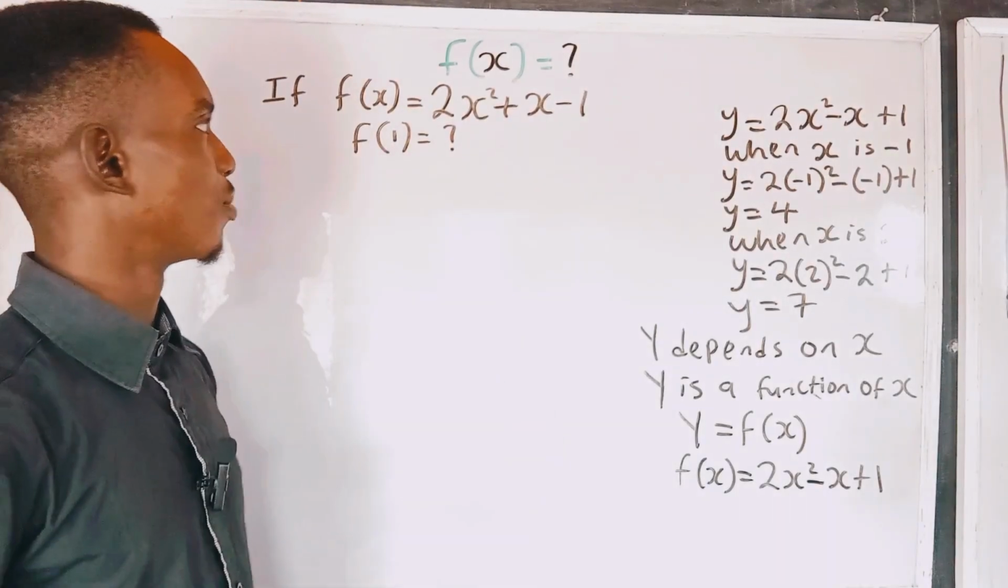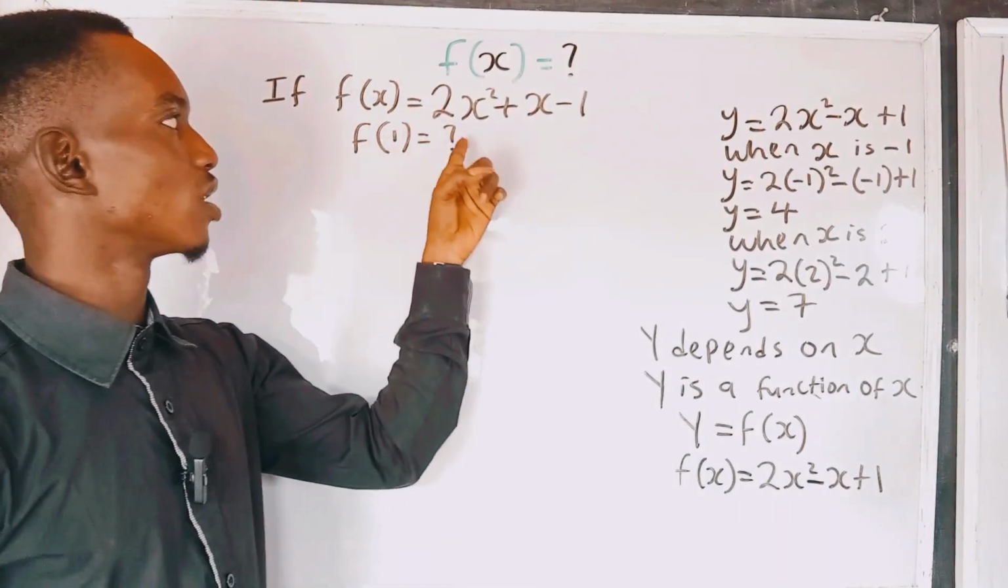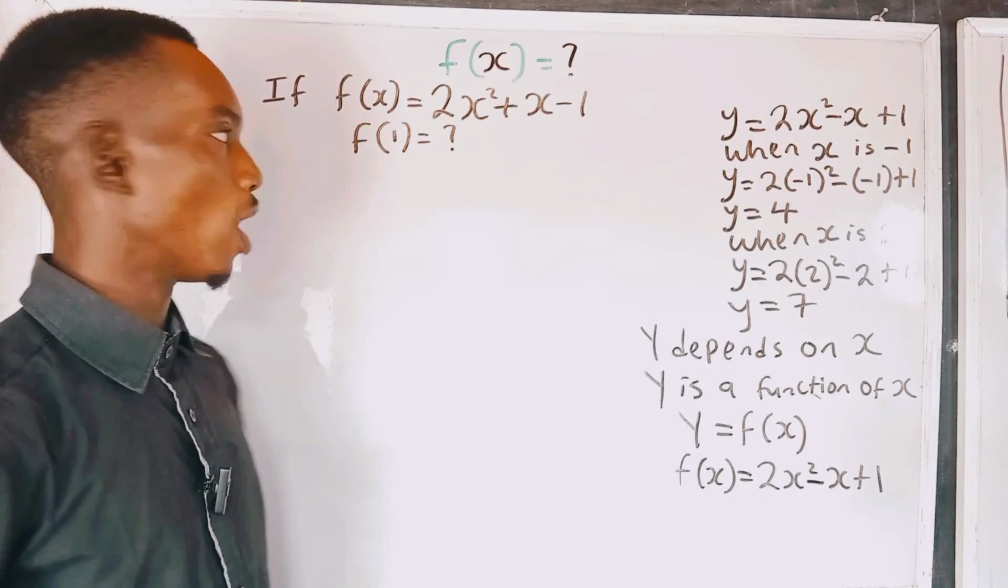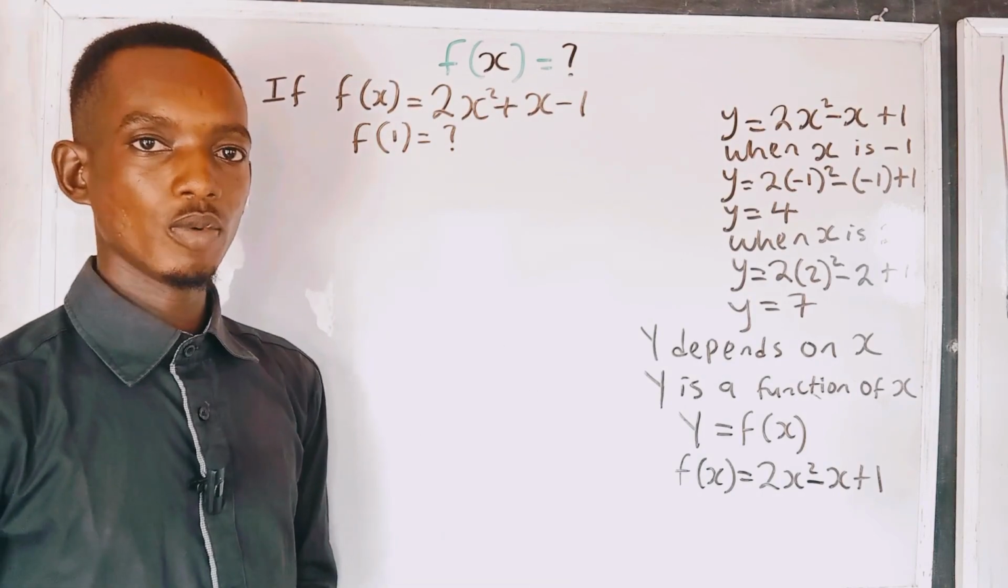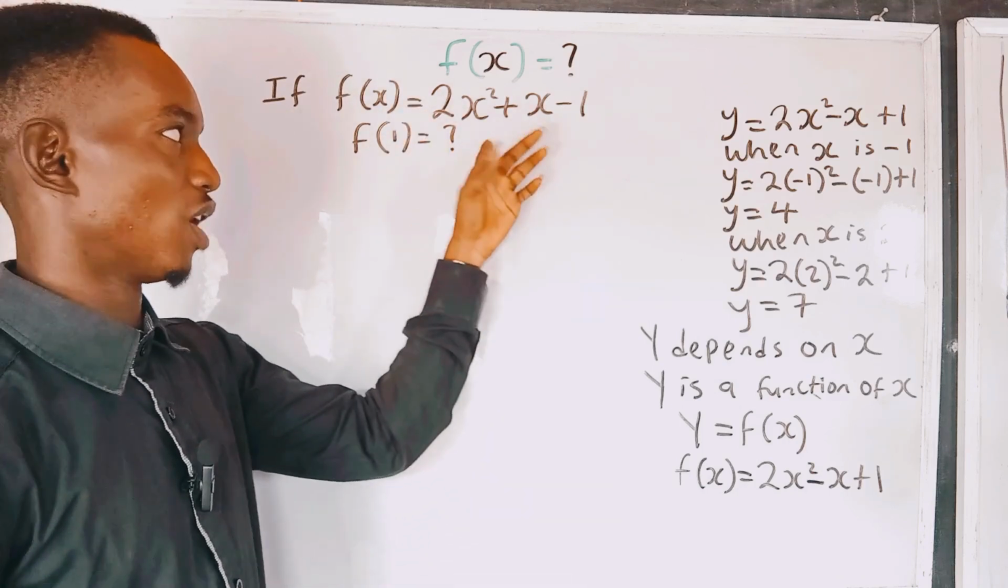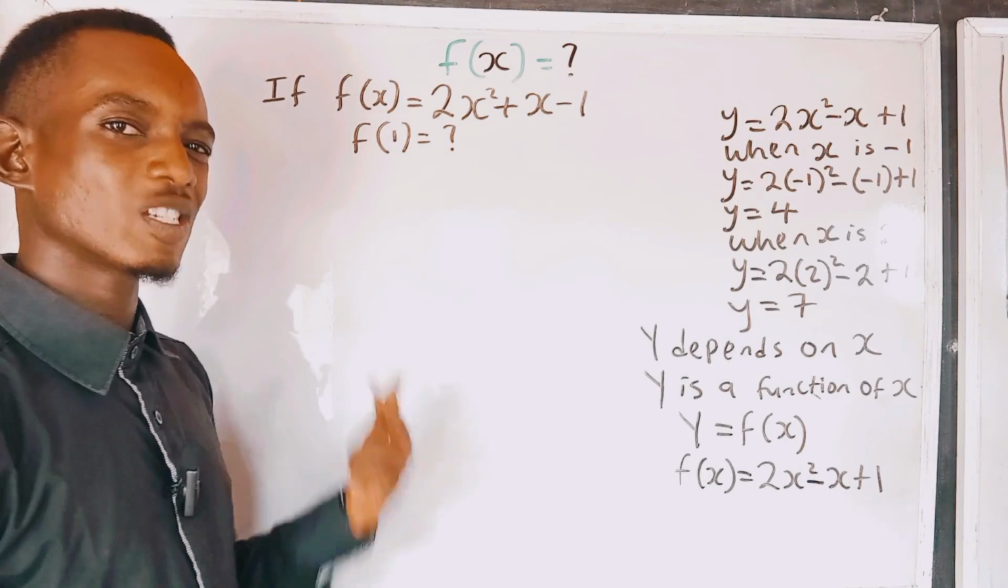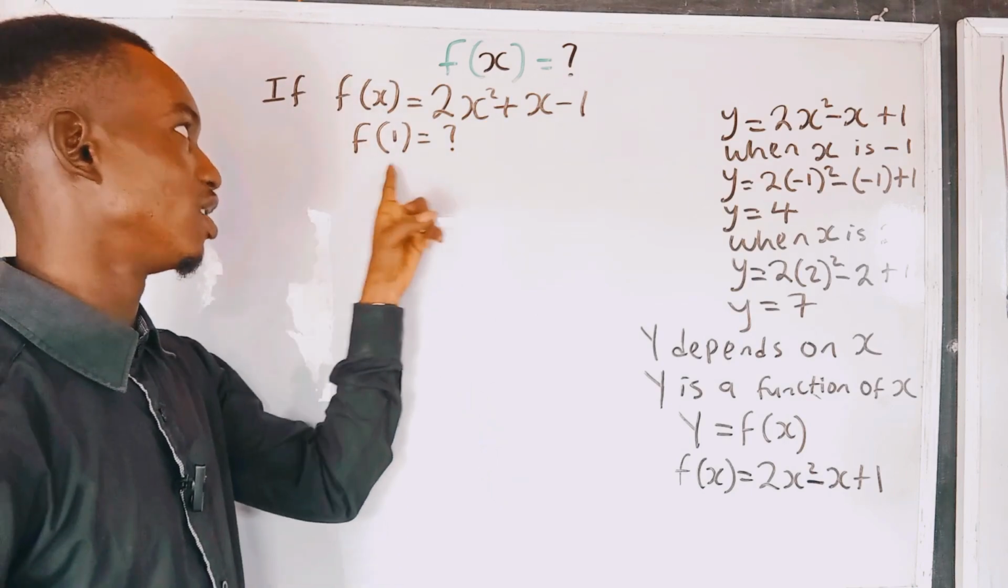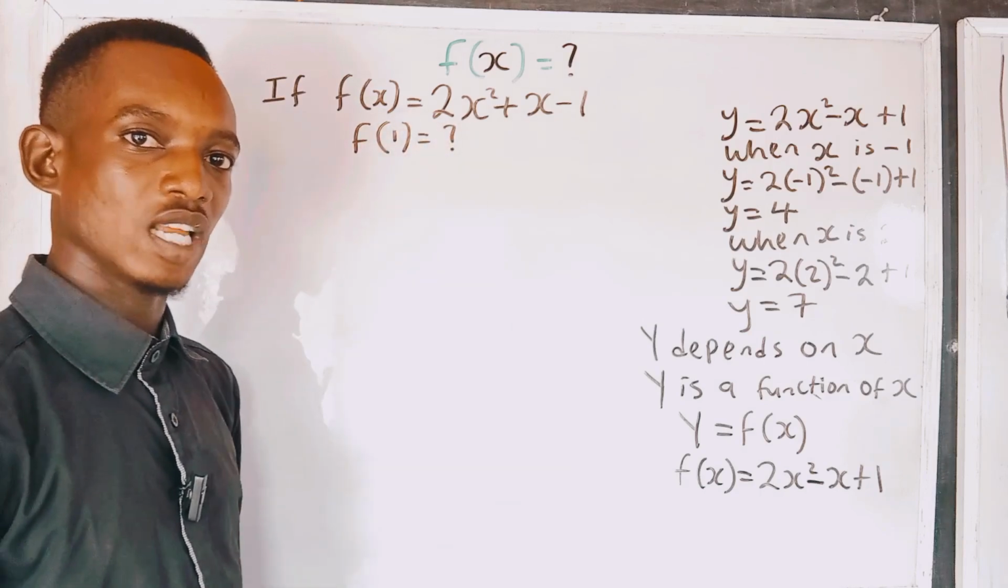Now let's look at this example. It says if f of x equals 2x squared plus x minus 1, then f of 1 will be what? Now what this means is that we know the left hand side depends on the value of x at the right hand side. But now they're not specifying that, okay, when x is 1, how does it affect the left hand side?